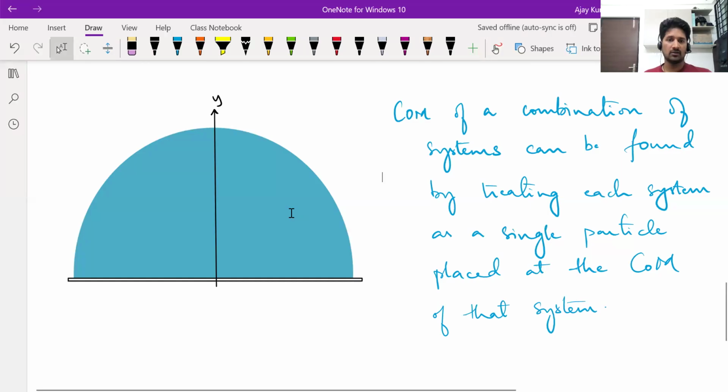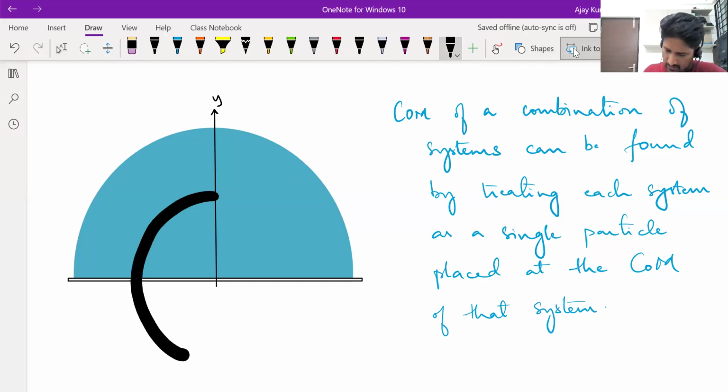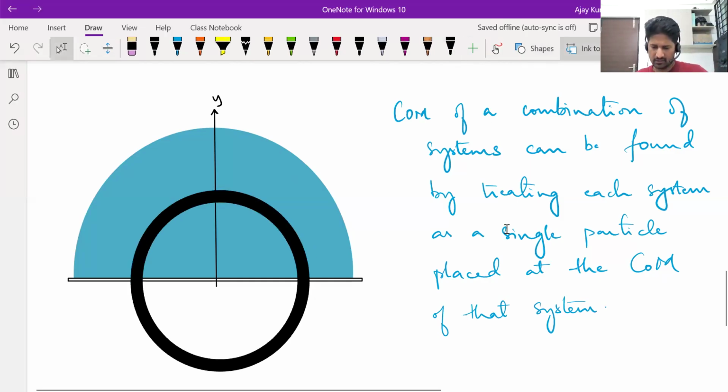Now, this is a semicircular disk. It's an areal distribution. But what we are going to do is treat it as a collection of semicircular rings of different sizes placed one over another. Okay, I'll explain what I mean by this. So consider something like this, just a moment, I'll adjust this.